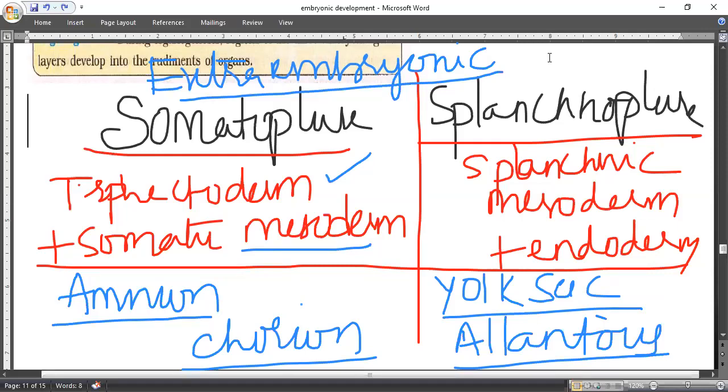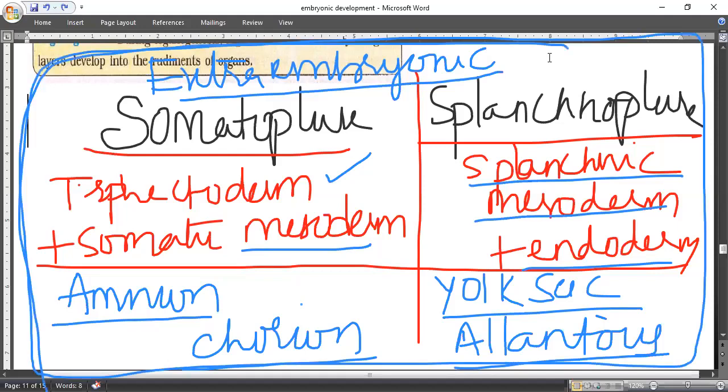Yolk sac and allantois are formed from splanchnic mesoderm and endoderm respectively. But we are not going into that itself. This is a debatable issue. It would take nearly 2 hours to explain the exact criteria of the extraembryonic membranes, so I am giving up to an intermediate level. If you remember this particular page, that will be enough for us. Some of these are mentioned in the text here.